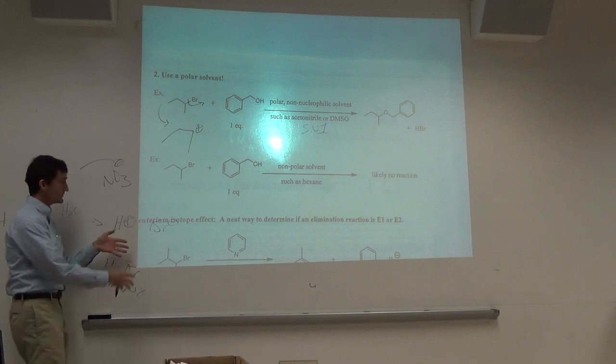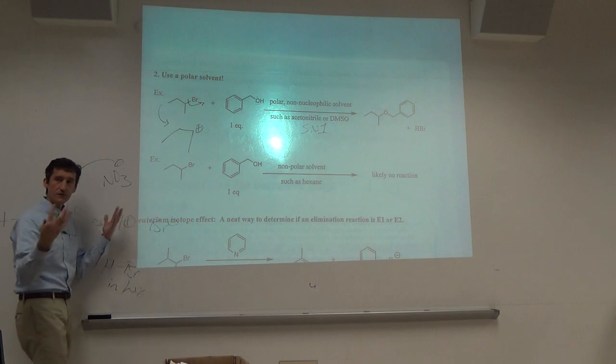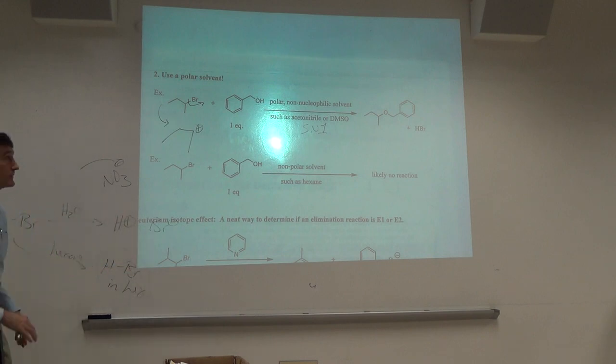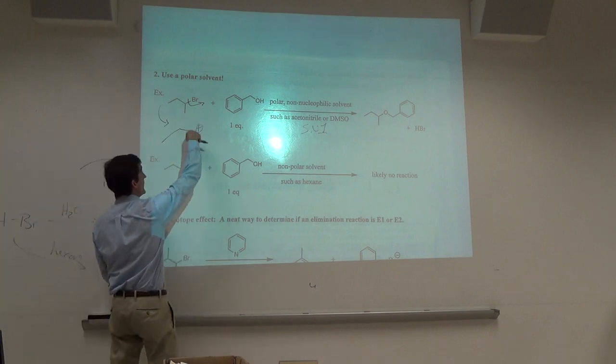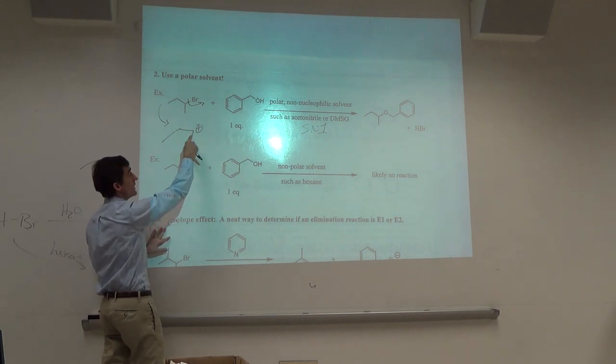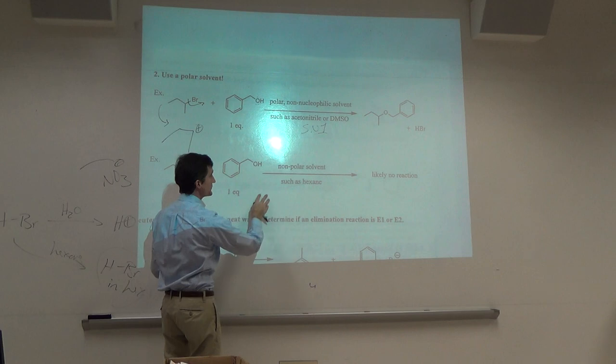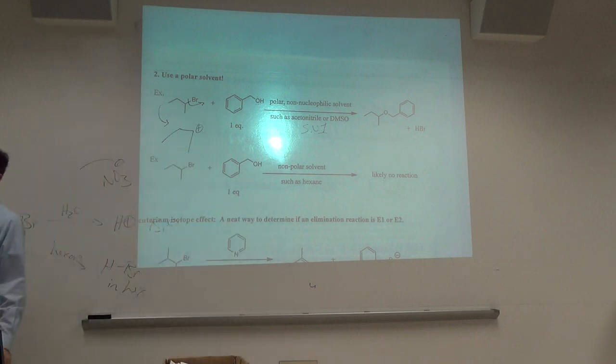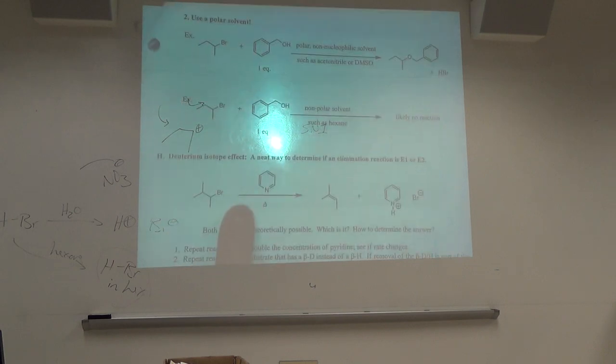So the solvent coordination helps stabilize your ions. It helps them form. Polar solvent helps stabilize. You want this. This is your rate determining step, forming this ion. Polar solvent will facilitate it. Non-polar solvent, it doesn't want to ionize.